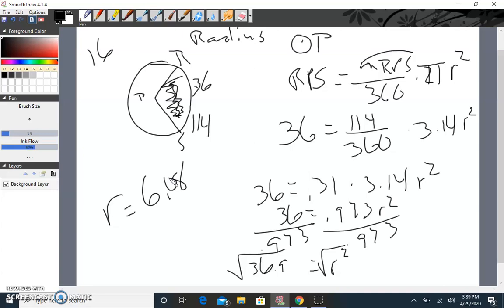So basically, you're taking the same formula you did just a minute ago and you're plugging in different numbers to solve for the different variables. When you get down to the end, you have r squared, so you're going to have to square root both sides to get a radius of 6.08. So that should help you.